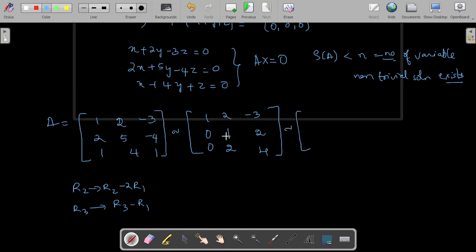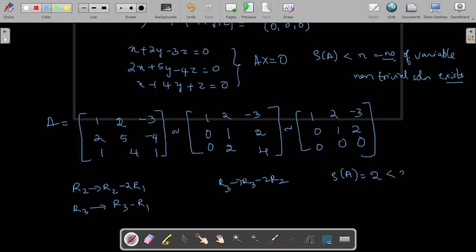Now again you have to reduce it to the row echelon form. This is the first non-zero entry of the second row, below which the entry must be 0. R3 changes to R3 minus 2 into R2. So no change in the first row, no change in the second row. Third row changes as 0 minus 0 is 0, 2 minus 2 is 0, 4 minus 4 is 0. Done. It is in row echelon form now. What is the number of non-zero rows? There are 2 non-zero rows, correct. Now how many variables? n equal to 3, variables x, y, z. So rank of A is less than the number of variables, hence a non-trivial solution exists.